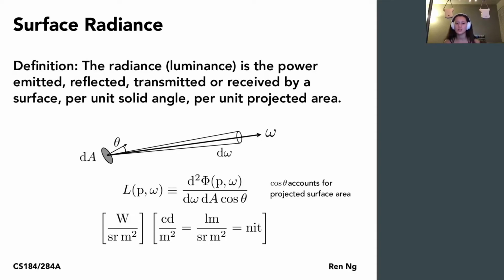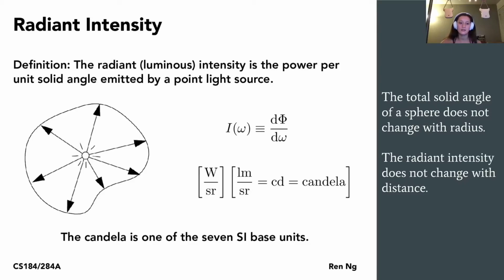Okay, so the radiance is the power emitted or reflected or transmitted by a surface per unit solid angle per unit projected area. Let's go back to this definition here. Radiant intensity is power per unit solid angle. We have some amount of power being emitted, and we added this extra unit solid angle term to get a handle on how much power is being emitted in a specific direction.